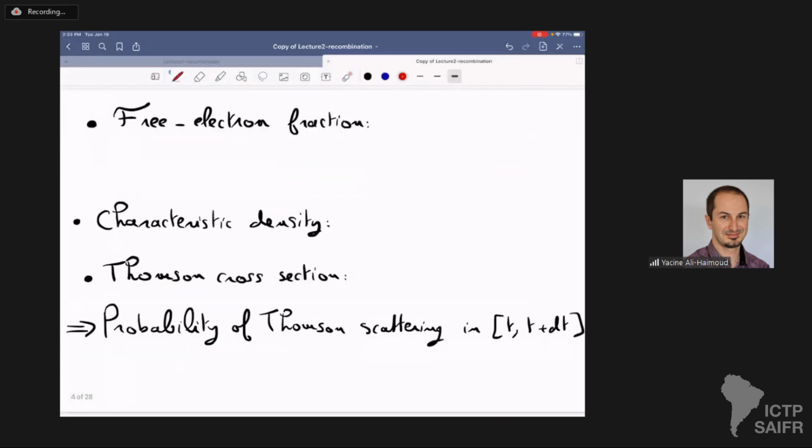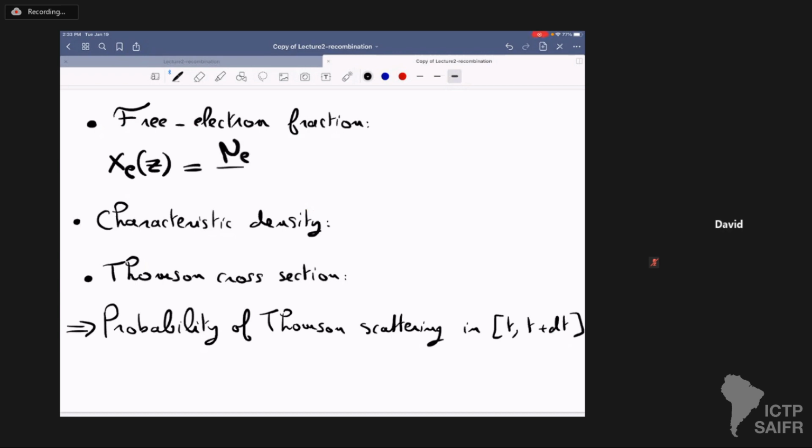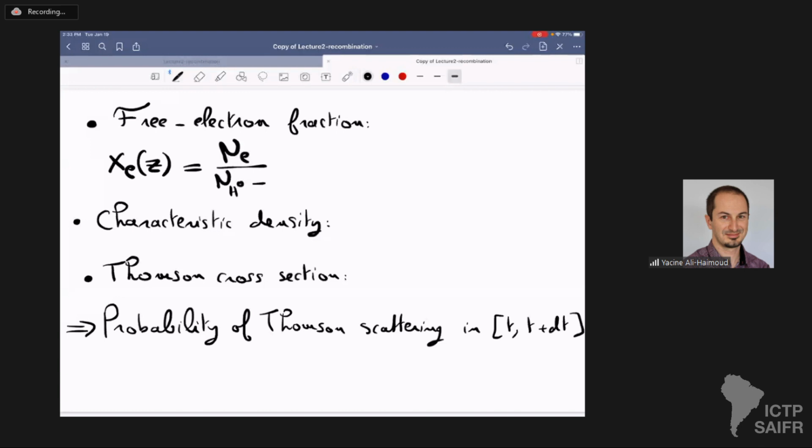Okay, so let me start by setting up some definitions. The free electron fraction, denoted by X_e, which depends on redshift, is the ratio of the number density of electrons to the number density of neutral hydrogen, which I denote by n_H0, plus ionized hydrogen, i.e. protons, n_p. The denominator I will also denote n_H for short. So n_H is the total number density of neutral plus ionized hydrogen. In other words, n_e is just X_e times n_H.